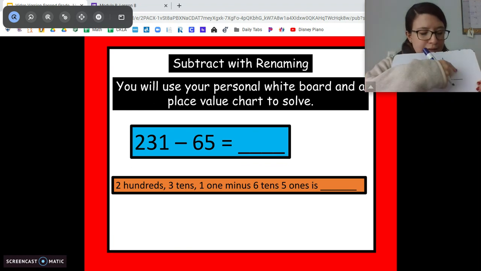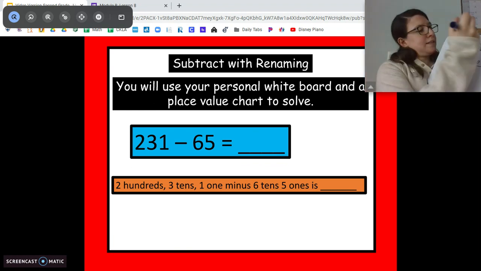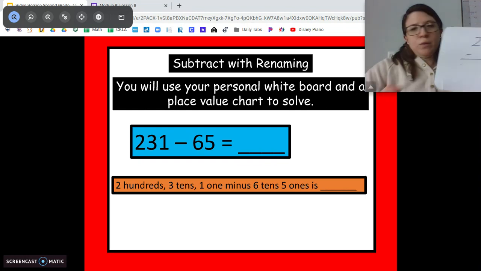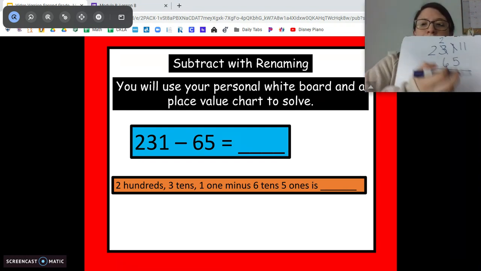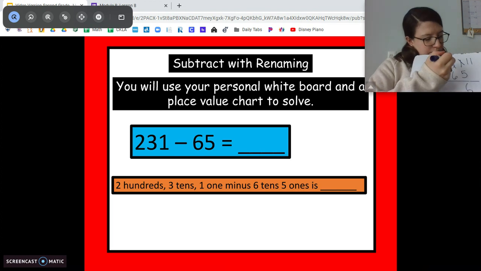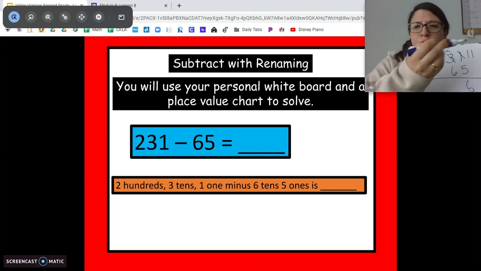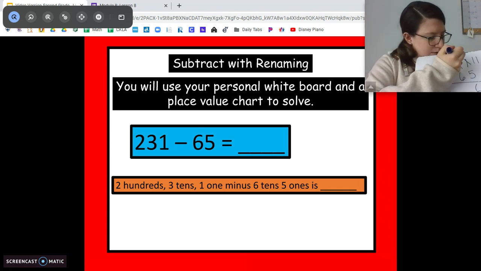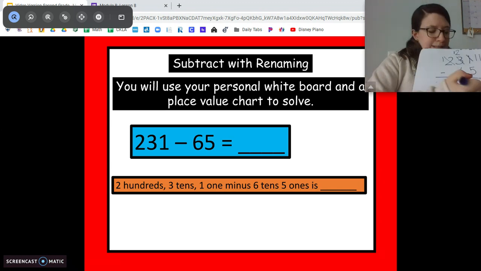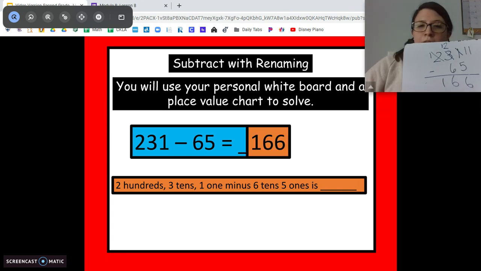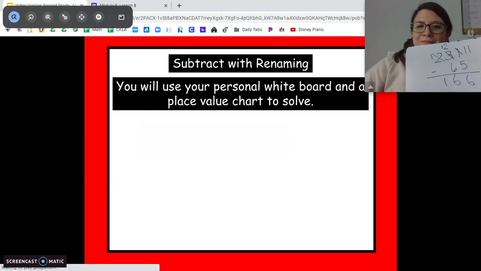Again, we can't take 5 from 1, so we're going to borrow from our tens place. Add our 10 ones over here to our 1. We get 11 ones. 11 minus 5 gives us 6. We cannot subtract 6 tens from 2 tens, so we're going to borrow over here. Add our 10 tens over. 12 minus 6 is 6. And then our hundreds, we just bring down our 1. We get 166. Nice job.